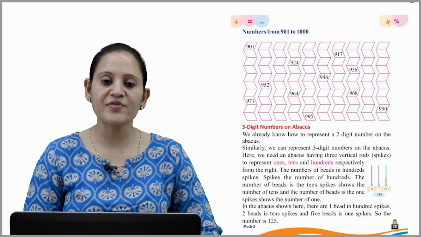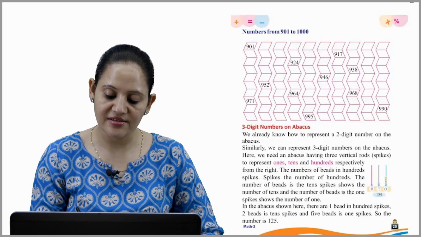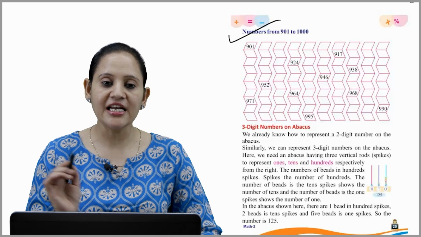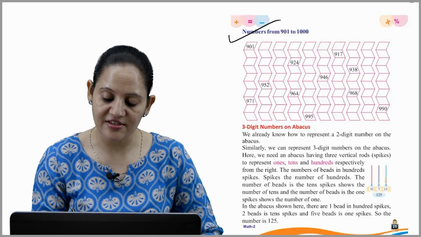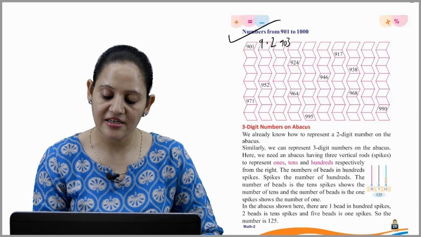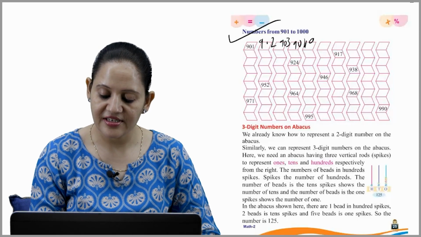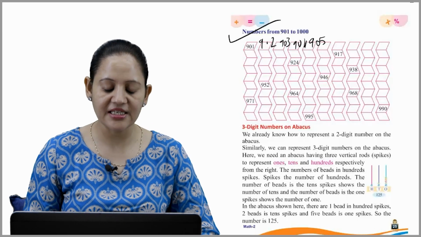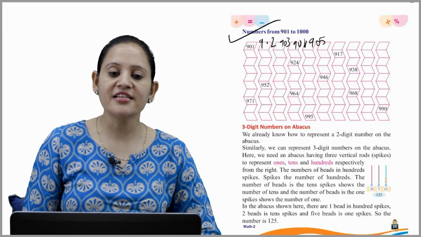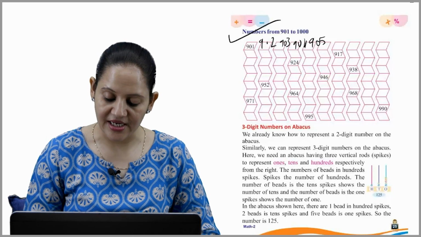Next is numbers from 901 to 1000. We will start from 901, then 902, 903, 904, 905. Like this we'll keep writing numbers. Clear? Next is 3-digit numbers on abacus.